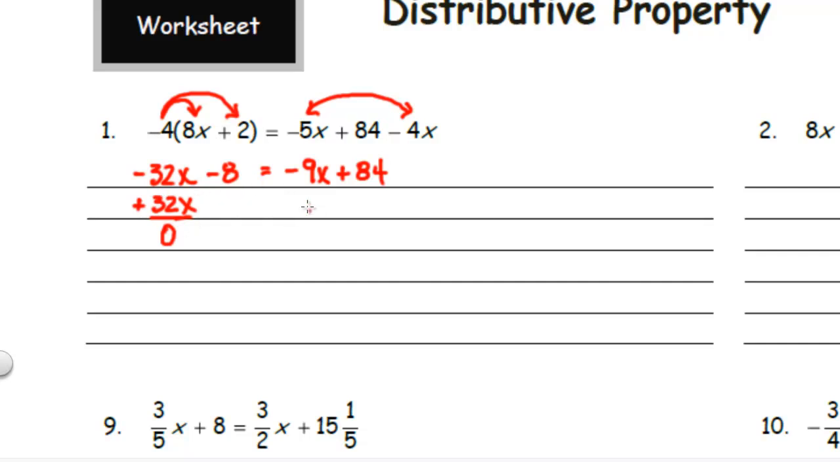Well, if I add 32x there, then I have to do it to the other side, because one principle in algebra is if I do something to one side, I have to do it to the other to keep the equation balanced. Well, that's gone. So what I'm left with is the negative 8 comes forward. I don't do anything to that yet. I take a negative 9 and add 32. That will give me 23x. And then the 84 just comes forward.